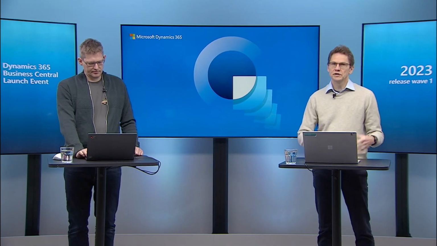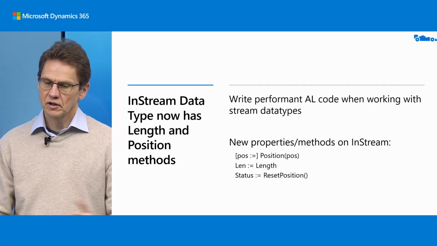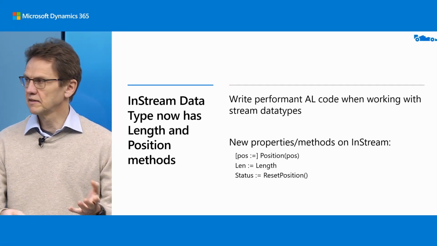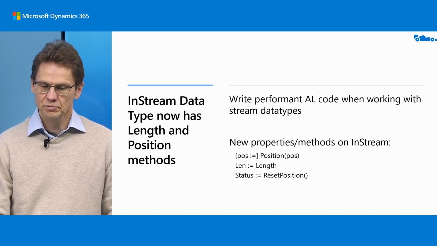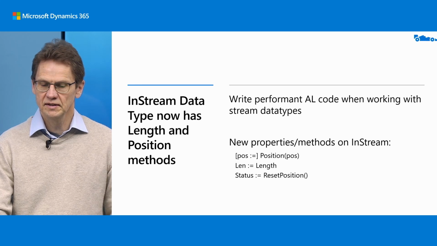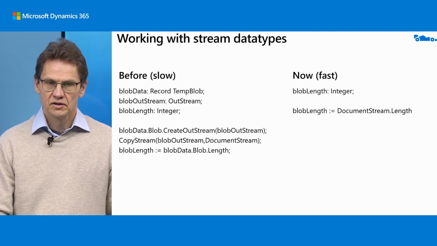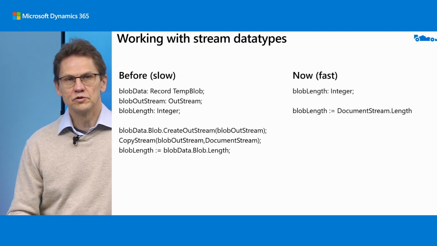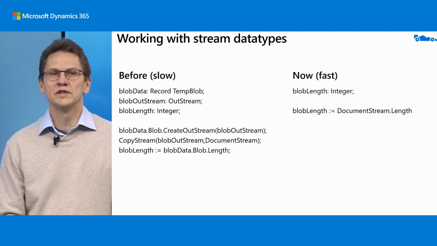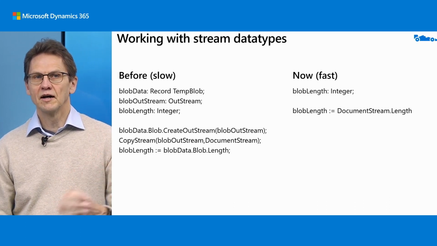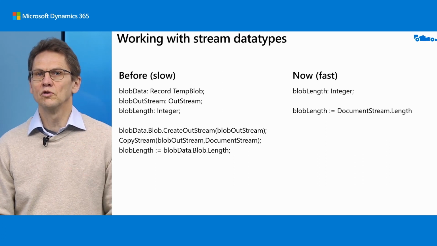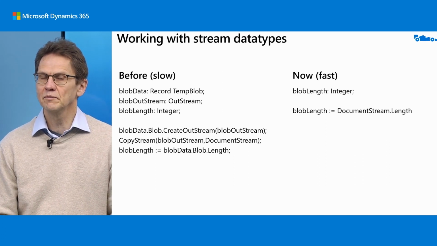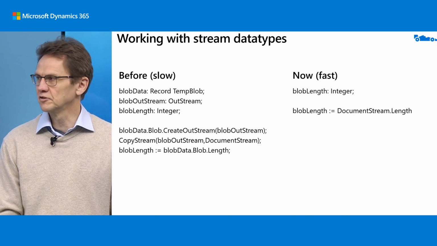A minor thing is on the in-stream, where before you had to copy it into a blob to get length and position. So we now have new properties on the in-stream to get the position, and you can reset it and you can get the length. Before, you would have to create a temporary blob and an outstream, etc. Now you just need to call the document stream.length in this example and assign that into an integer.